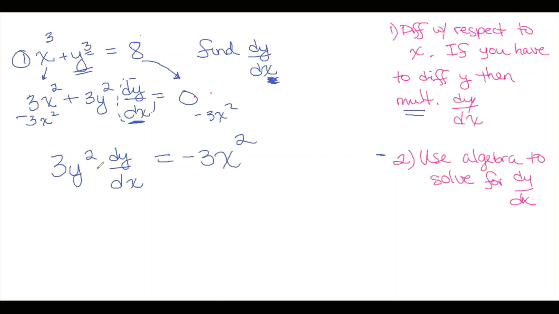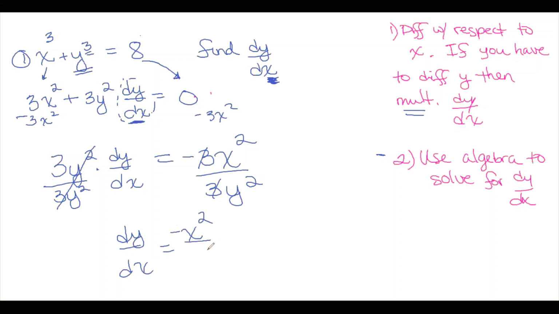But then I still want to get this alone, and this is being multiplied. So I'm going to do the opposite, which is divide both sides by 3y squared. And that would leave me, now this would cancel, so would the 3's, and I have dy/dx is equal to negative x squared over y squared. And that's how you solve for dy/dx. You might want to pause this and make sure you got all the notes down.